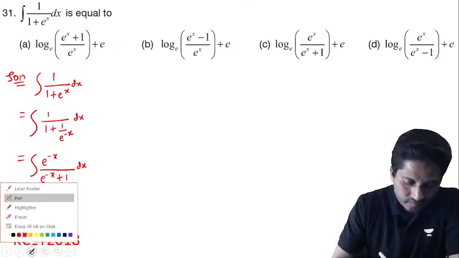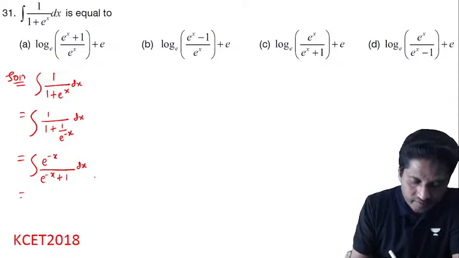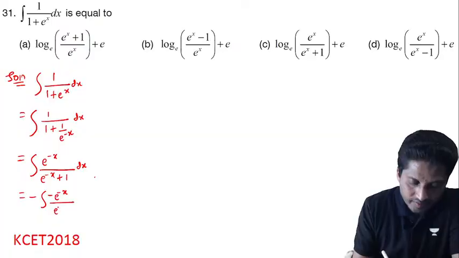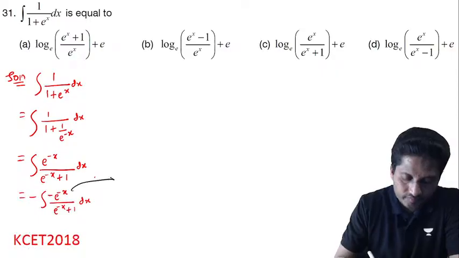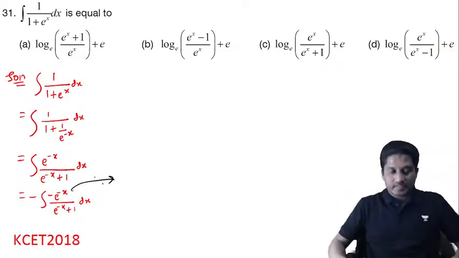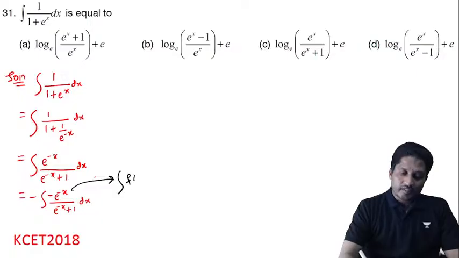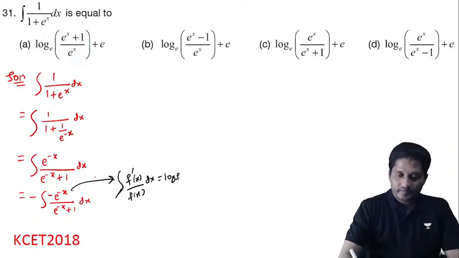Now I'll multiply and divide by minus here. So minus e power minus x divided by e power minus x plus 1, then dx. This is of the form f dash of x divided by f of x, which is equal to log f of x plus c. Differentiate the denominator and you will get the numerator. So it equals minus log of e power minus x plus 1, plus c.